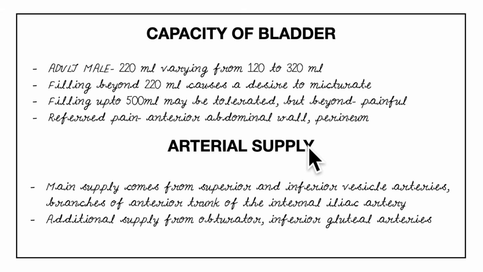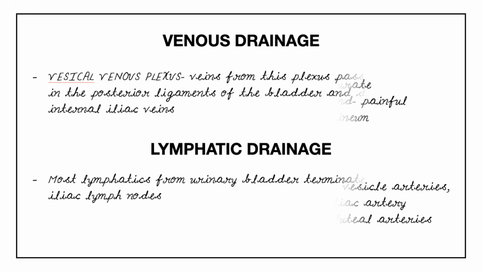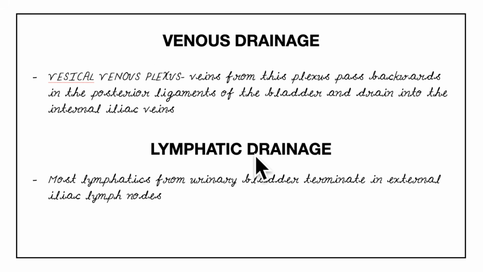Looking at the arterial supply of the urinary bladder, the main supply comes from the superior and inferior vesical arteries, the branches of the anterior trunk of the internal iliac artery. An additional supply can be from the obturator arteries as well as the inferior gluteal arteries. Looking at the venous drainage and lymphatic drainage, lying on the infralateral surfaces of the bladder, there is a vesical venous plexus. Veins from this plexus pass backwards into the posterior ligaments of the bladder and drain into the internal iliac veins. Looking at the lymphatic drainage, most lymphatics from the urinary bladder terminate in external iliac lymph nodes.